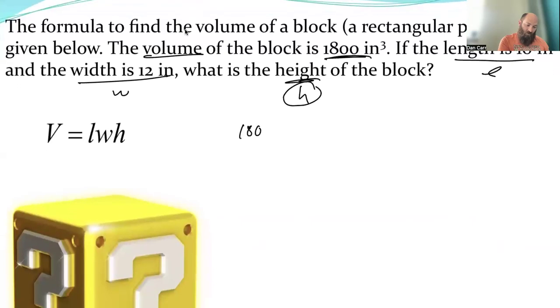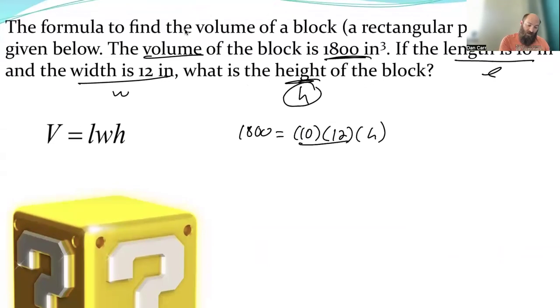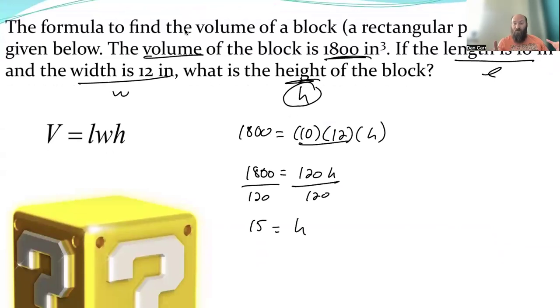So we have 1,800 is equal to length, which is 10, times the width, which is 12, times the height, h. So we can simplify a little bit. Let's multiply these two together. So 1,800 is equal to 120h. And I can divide both sides by 120. So now I have 1,800 divided by 120 comes out to 15 for h. Now remember, what is 15 in this case? It's the height of the block. Since we started with cubic inches, this is 15 inches for the height.